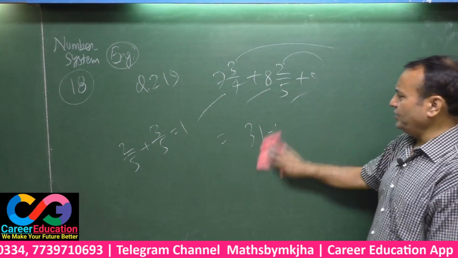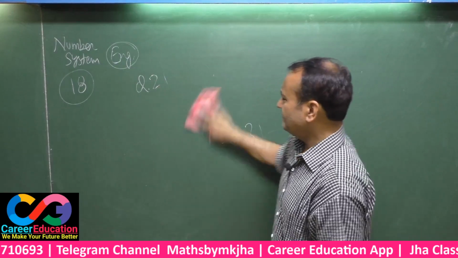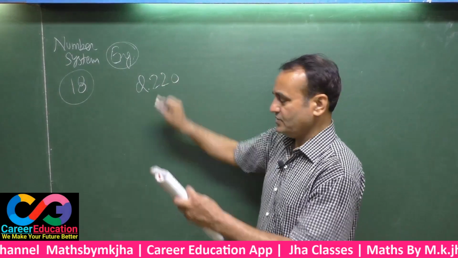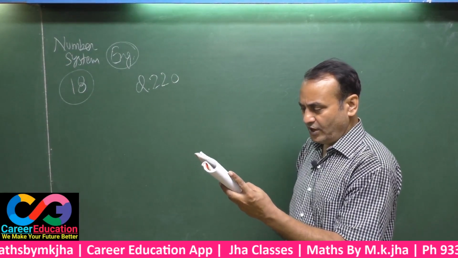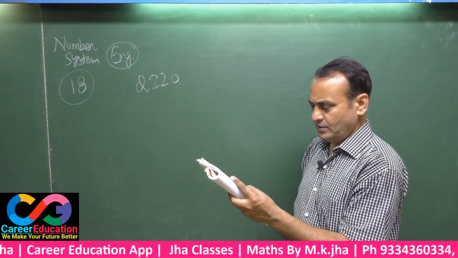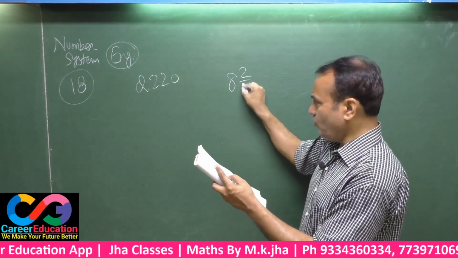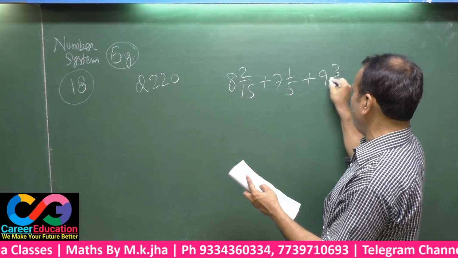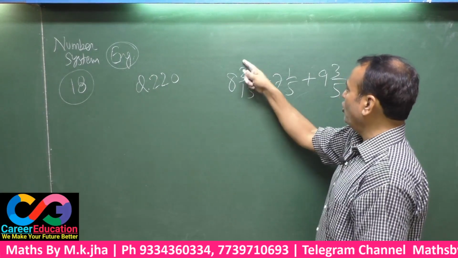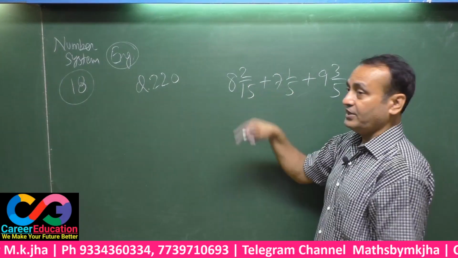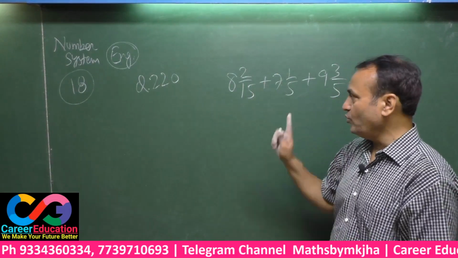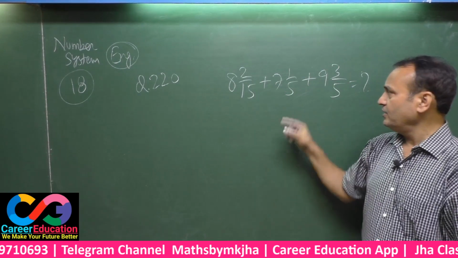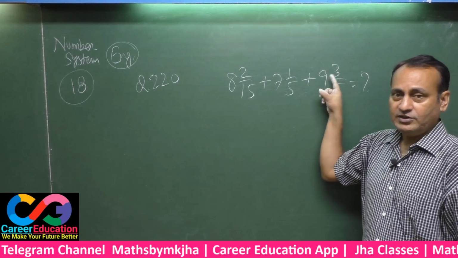Now question 220. See, this is 8 2 by 15 plus 7 1 by 5 plus 9 3 by 5. See here, there are no two fractions making 1. As the difference of these two would have to be 13, 13 is not there anywhere. The difference of these two may be 4, must be 4. That is not available here.